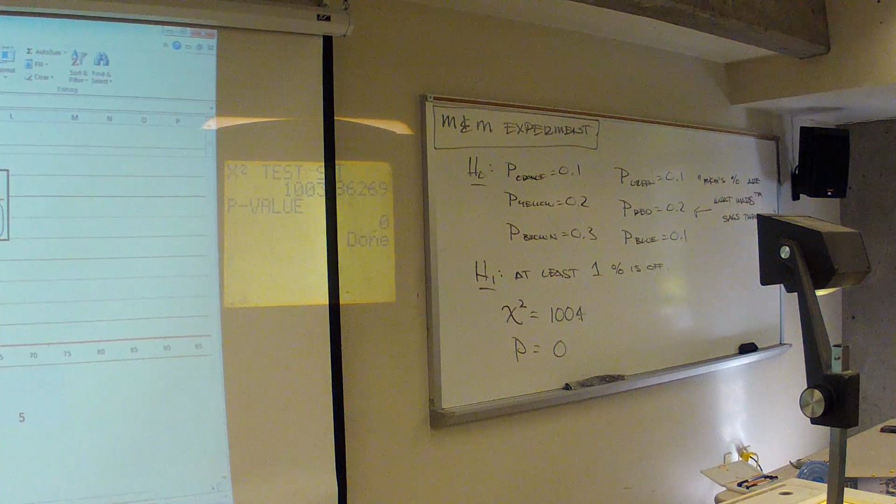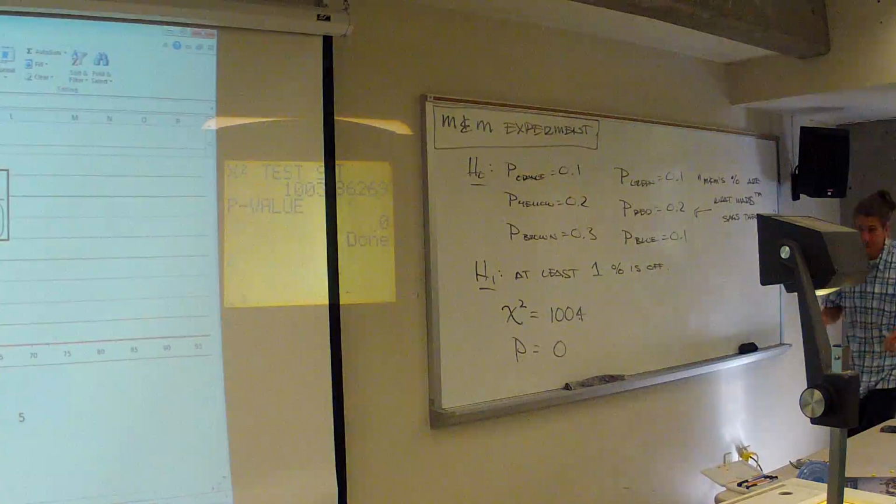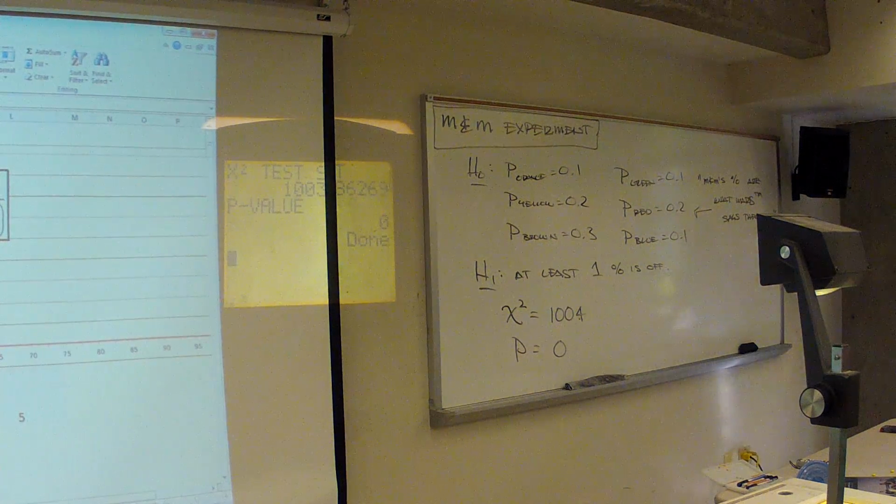But what question has not been answered? Which one, and by how much? Two questions actually have not been answered. And that is part of the problem with a goodness of fit test. Just so you know, the p-value isn't exactly 0, it's just rounded. Do we really care which one is off and by how much? Because we just proved that it is off.